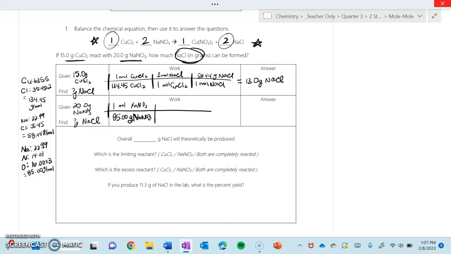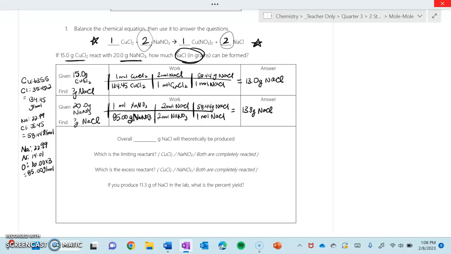Now we're ready to do mole ratio. So let's take a look at these coefficients involved. We've got a 2 for sodium nitrate, and we've got a 2 for salt. Mole ratio done. And then lastly, molar mass, same as before for salt. Pop it in your calculator, and this one we get 13.8 grams of salt from 20 grams of sodium nitrate.